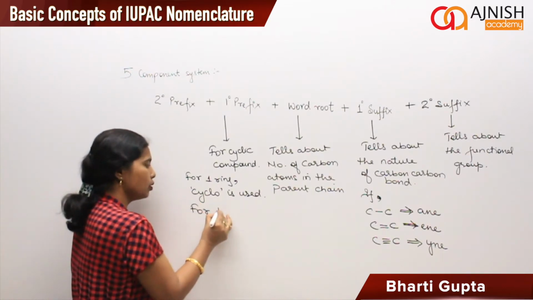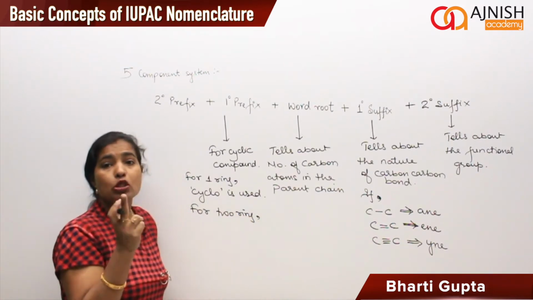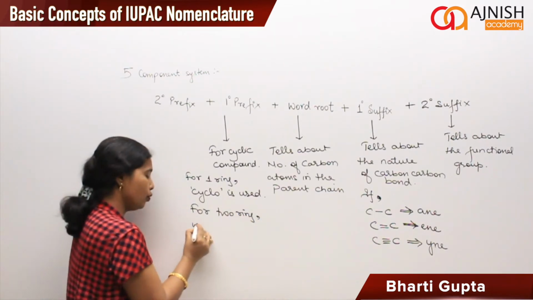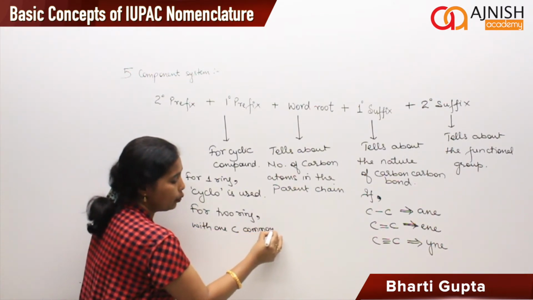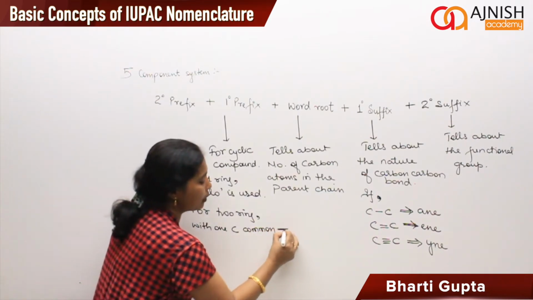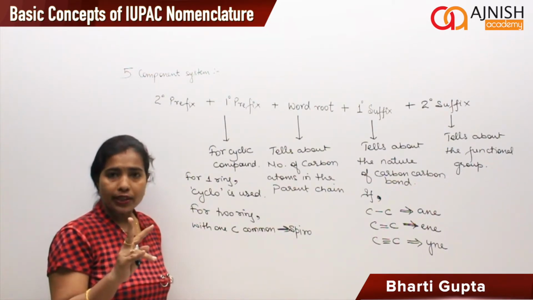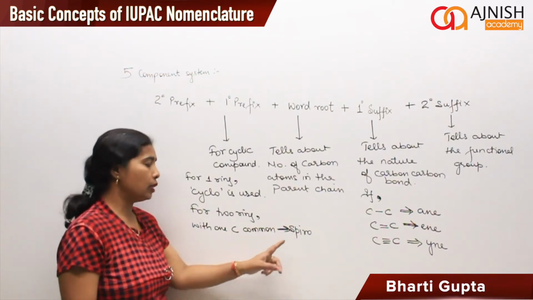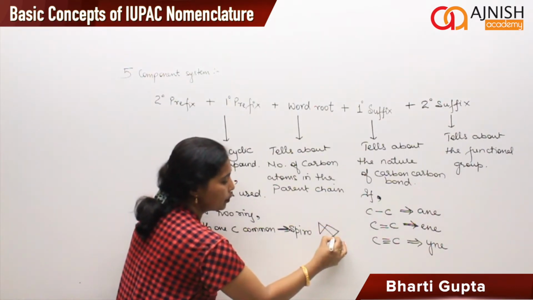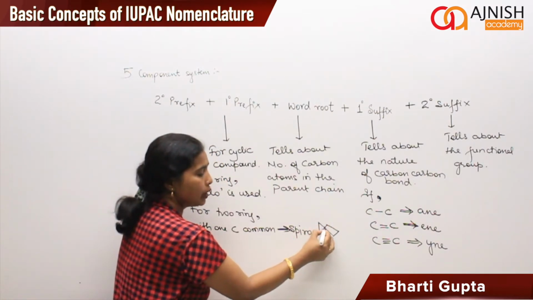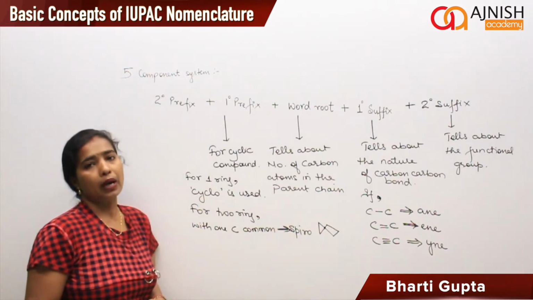For two rings, if there is one carbon common between the two rings, then the primary prefix spiro is used. For example, if we have this kind of compound, we can see there are two rings and this one atom is common. For nomenclature of such compounds, before the word root we use spiro.